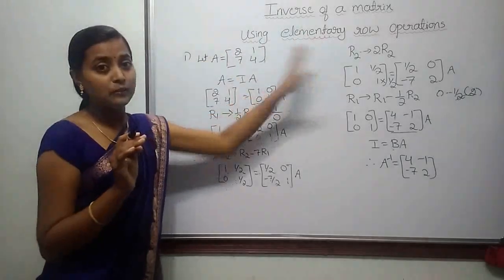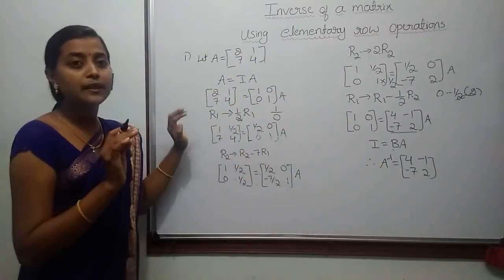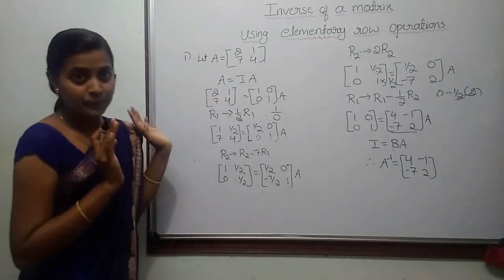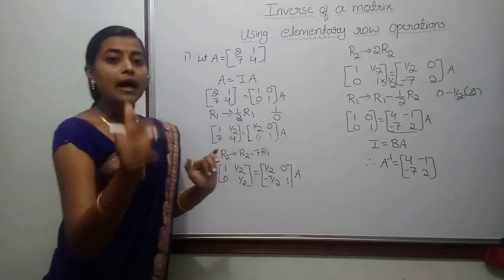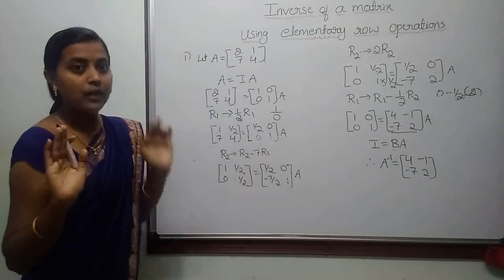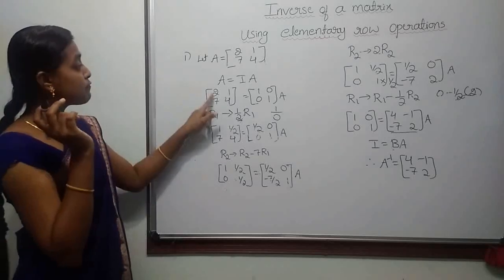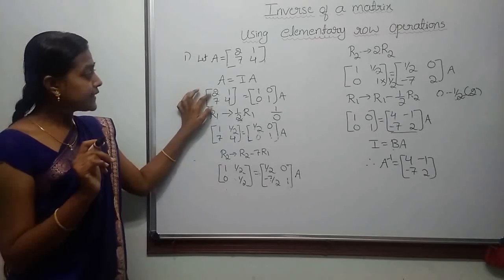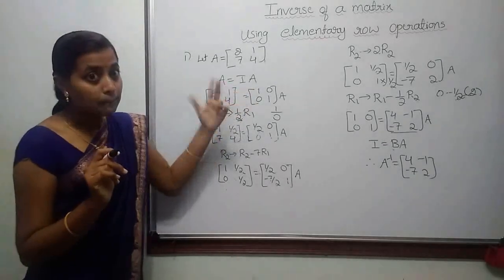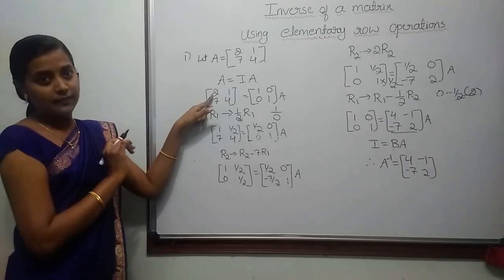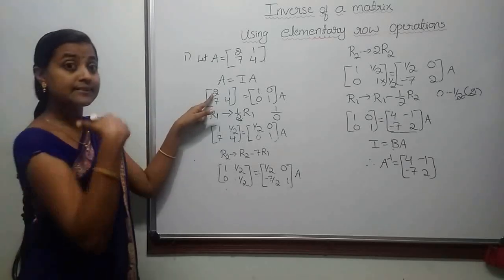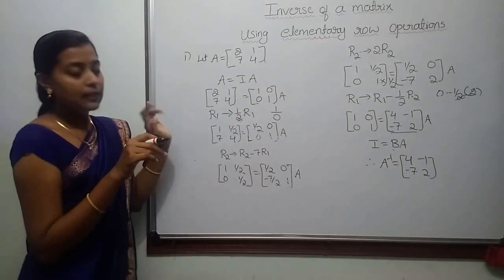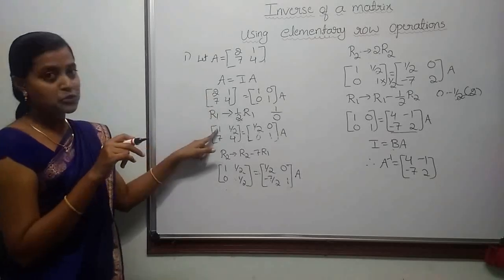If the first element is non-zero, then you can apply this method to any such matrix, and you can treat this as a general method to find the inverse. I'll revise this general method once again. What is the method? To reduce the first element of the matrix A to 1, multiply the first row by the reciprocal of the first element. Here 2 is the first element, its reciprocal is 1 by 2. Multiply 1 by 2 to the first row. Then the first element will get reduced to 1.